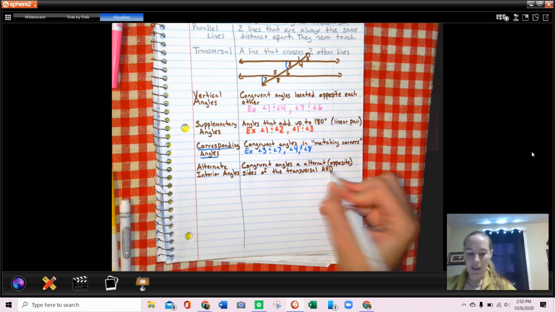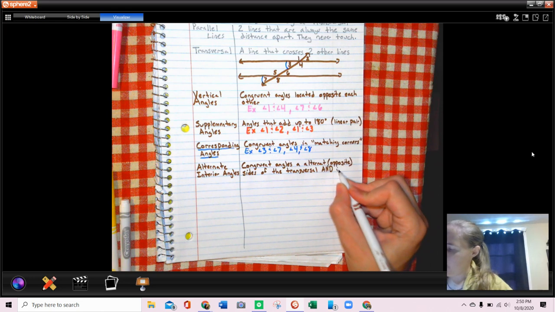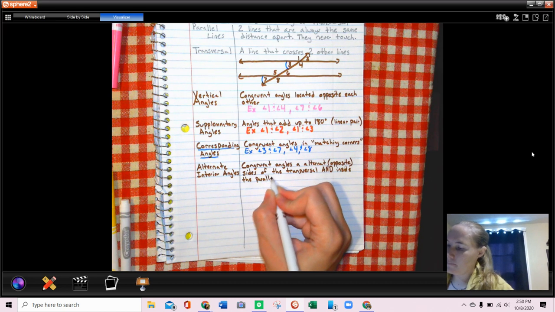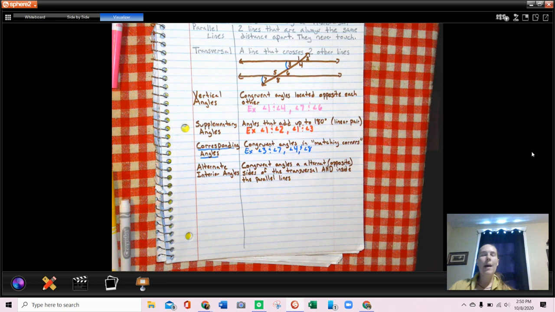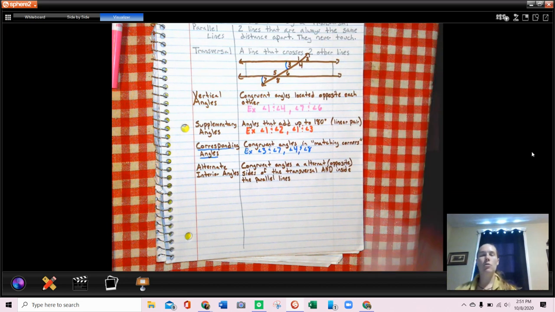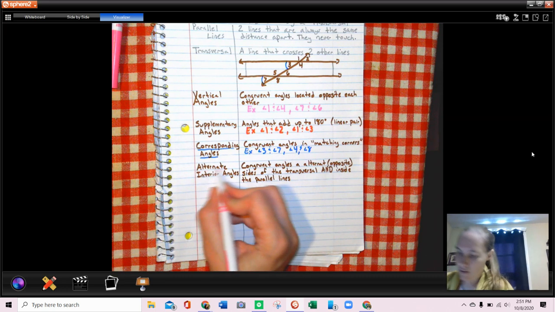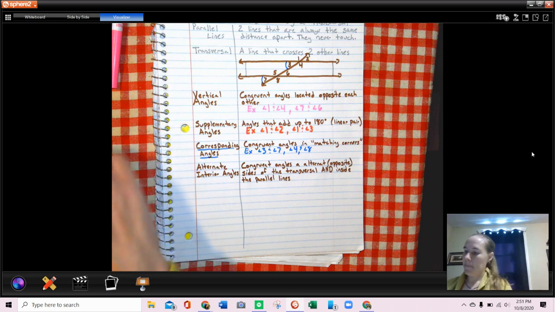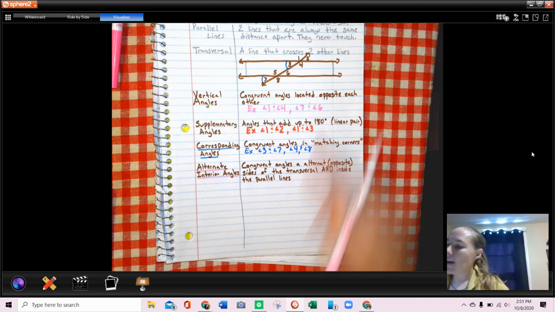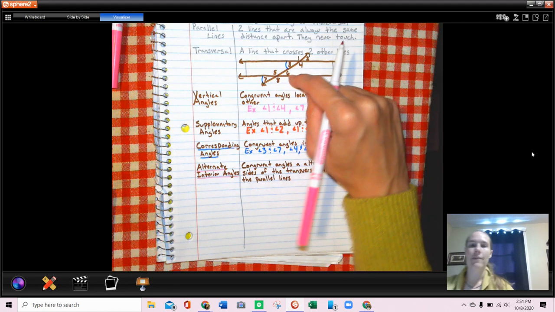and they're inside the parallel lines. So what I mean by inside the parallel lines, if I was to connect the parallel lines and make it into a box, I'm going to do these alternate interior in pink. So alternate interior angles, I go inside of my box, so I only have angles 3, 4, 5, and 6.